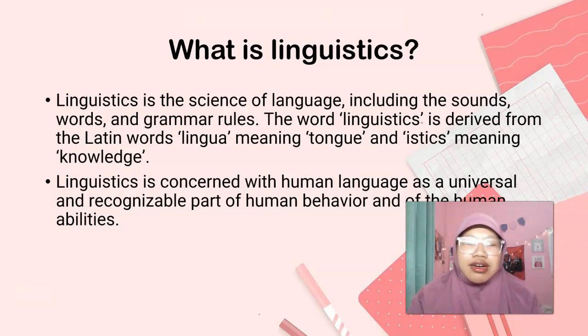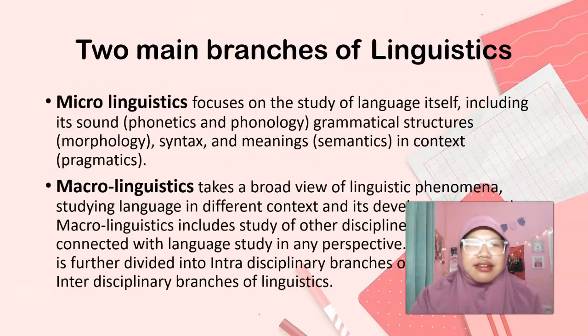So we are going to learn how language is constructed from the very beginning and the history of language, how it develops, how words are constructed through morphemes, phonemes, and how sentences are constructed through verb phrases and noun phrases. Yeah, that's what linguistics does. It concerns human language as a universal and recognizable part of human behavior and human abilities.